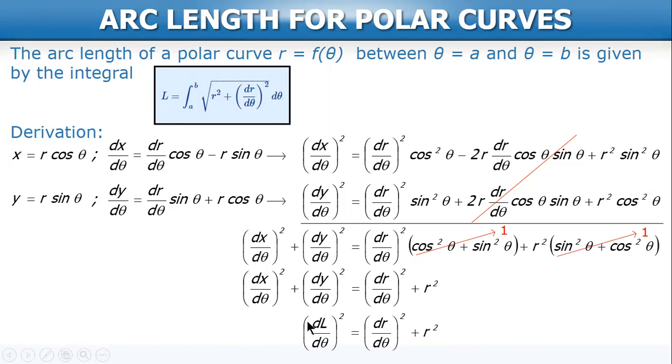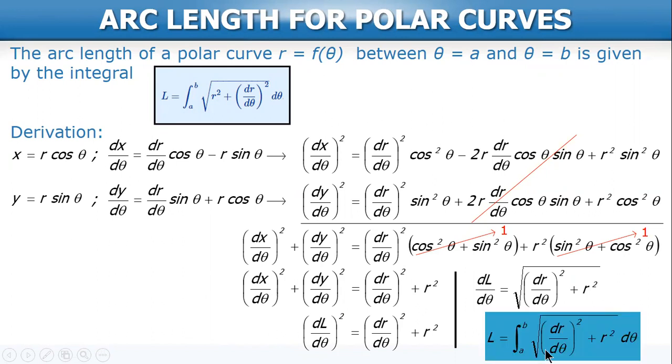And the next step is to get the square root of both sides. The result is this. And next, multiply d theta to the right, leaving dl on the left, and get the integral. The final expression is this. And this is similar to this one.